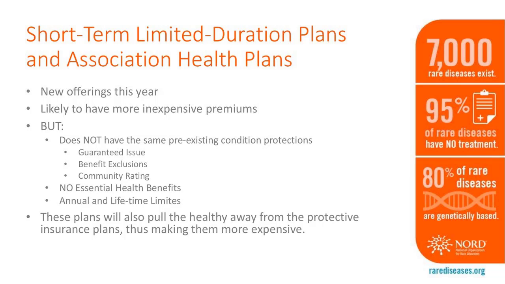They are not subject to community rating, which means that short-term plans and association health plans can charge you more because you're more sick than other people, and they don't have a basic level of essential health benefits. And they also don't have annual or lifetime limits. So in many ways, they are insurance in name only. If you don't look closely enough, they may seem like an affordable coverage option until you realize they don't have a lot of the protections that healthcare.gov ACA marketplace plans have in place.